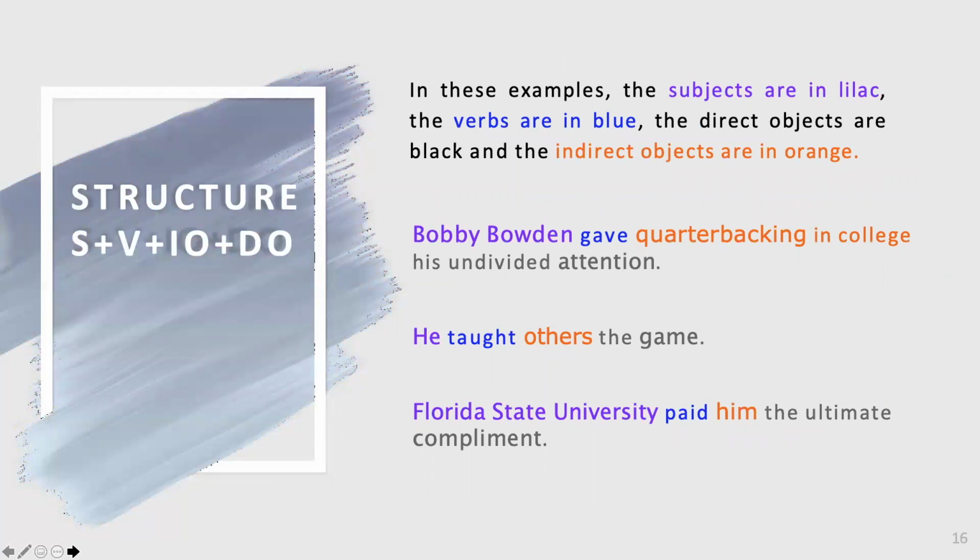Now let's see this structure. So in these examples, the subjects are in lilac, the verbs are in blue, and the direct objects are in black. The indirect objects are in orange. Bobby Bowden gave what? To whom? There is no answer for to whom. Check the examples.